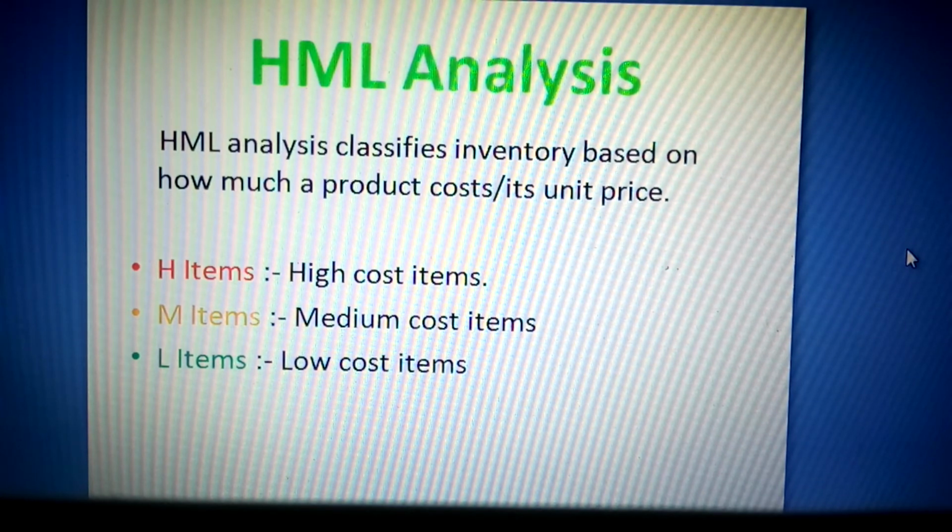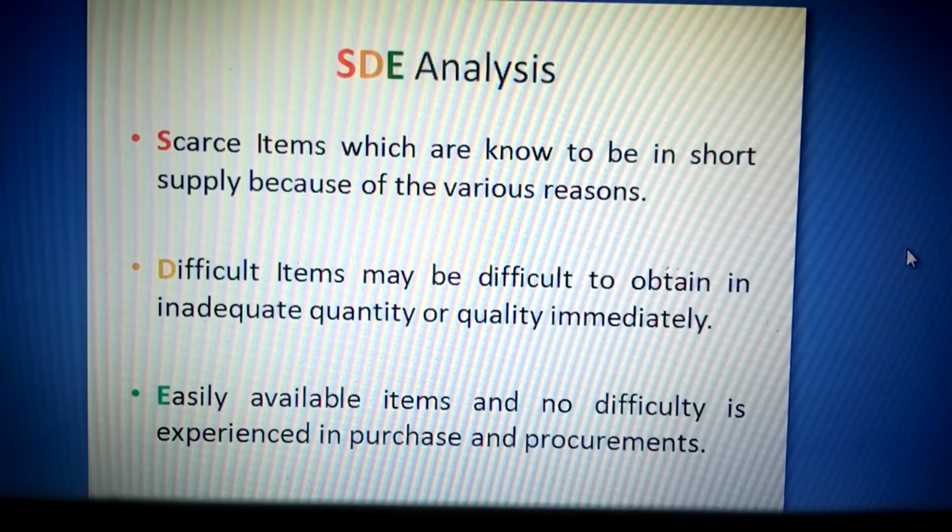Now HML analysis. HML analysis classifies inventory based on how much a product costs, or its unit price. H items means high cost items. M items means medium cost items. L items means low cost items.